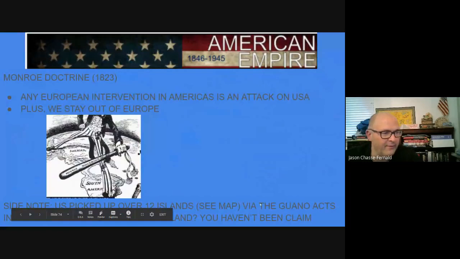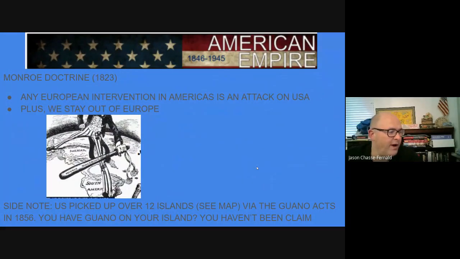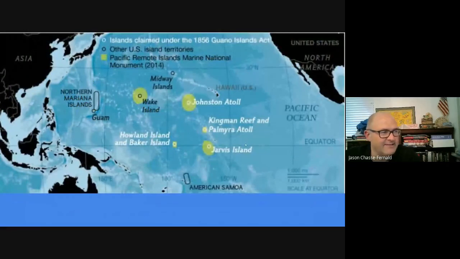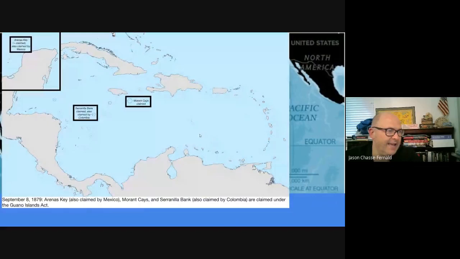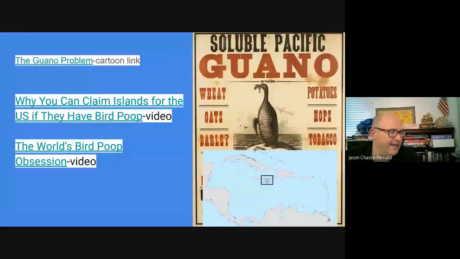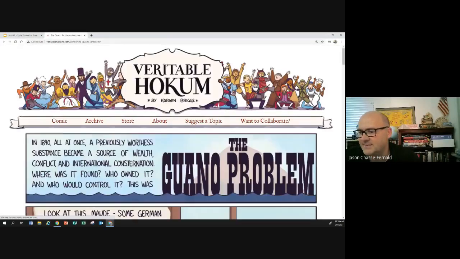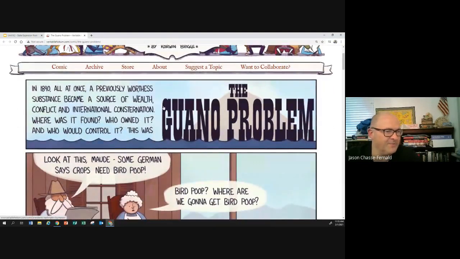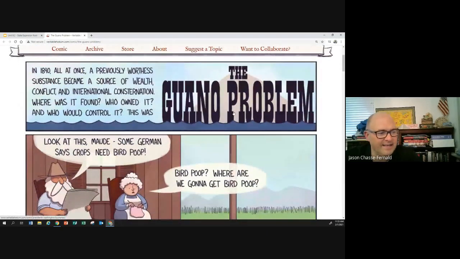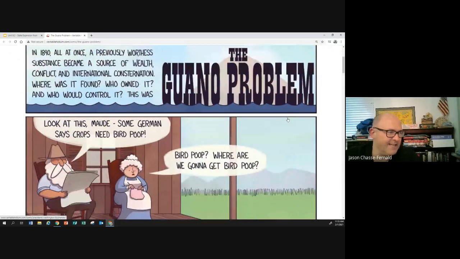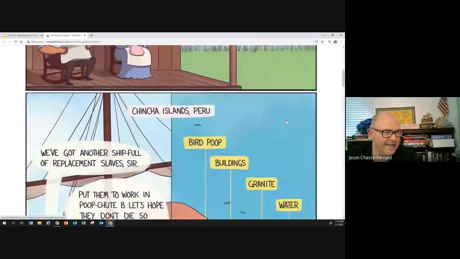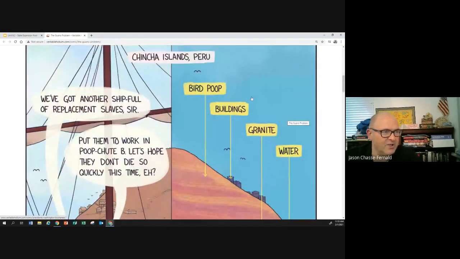One of the other ways that the United States grows beyond the Louisiana Purchase is through the Guano Islands Act. As a result of the Guano Islands Act, we pick up a number of different territories in the Pacific and the Caribbean. If you're not familiar with guano, there's a couple of little resources I'm going to show you real quick. First off, there's this interesting cartoon, and you're welcome to pause and read it.